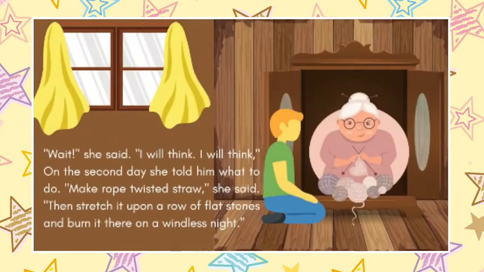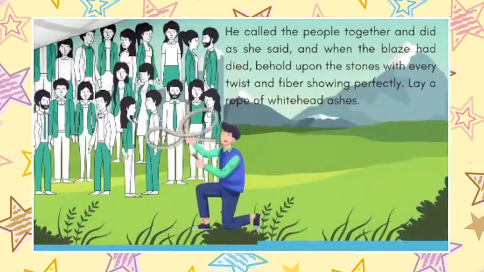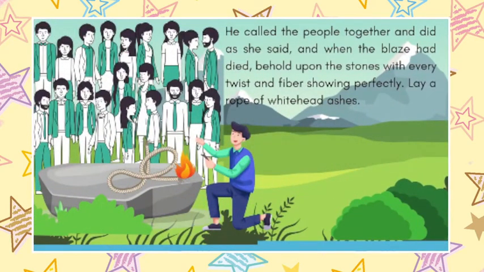"Wait," she said, "I will think. I will think." On the second day she told him what to do. "Make a rope of twisted straw," she said, "then stretch it upon a row of flat stones and burn it there on a windless night." He called the people together and did as she said. And when the blaze had died, behold, upon the stones, with every twist and fiber showing perfectly, lay a rope of white-hued ashes.